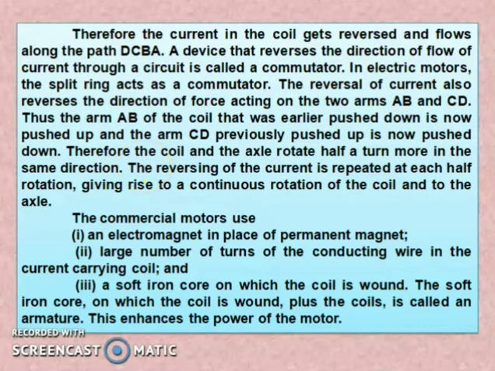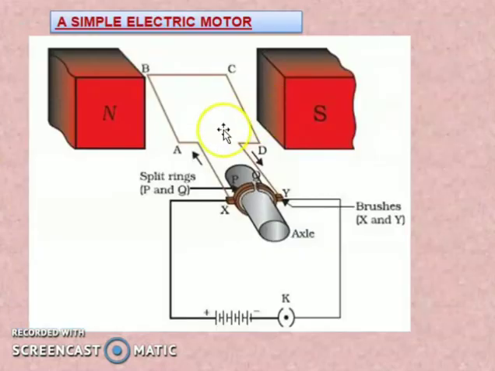Now after another half rotation, what happens? In the first half rotation, AB will move in the downward direction and CD will move in an upward direction. Now in the second half, when the reverse of the current flows, the current will flow along DCBA. Now CD will move in a downward direction and AB will move in an upward direction.